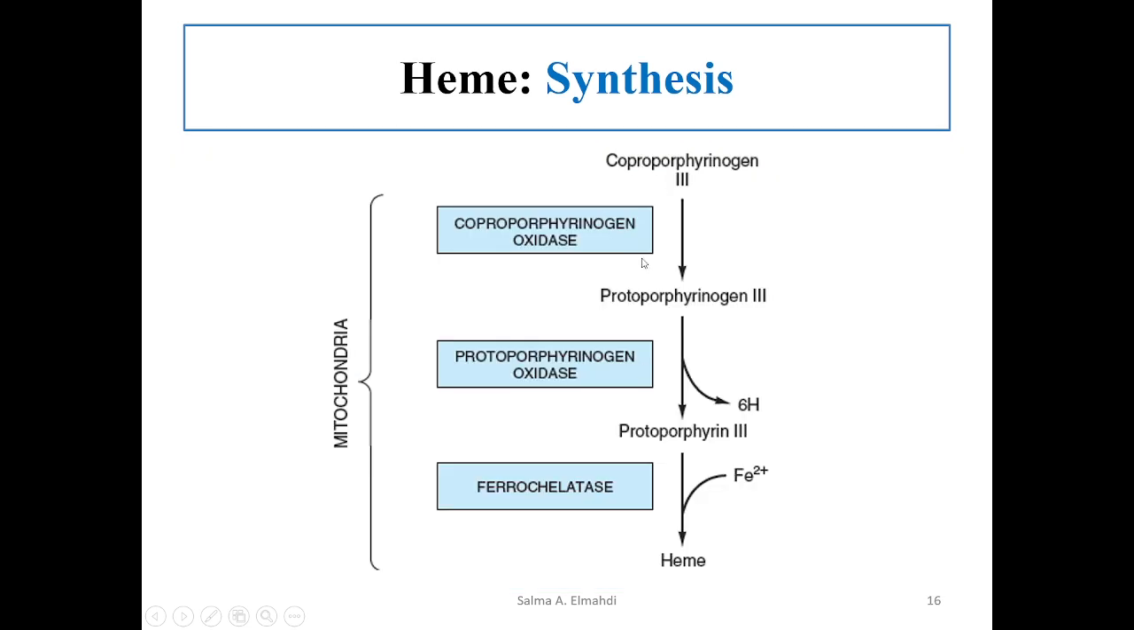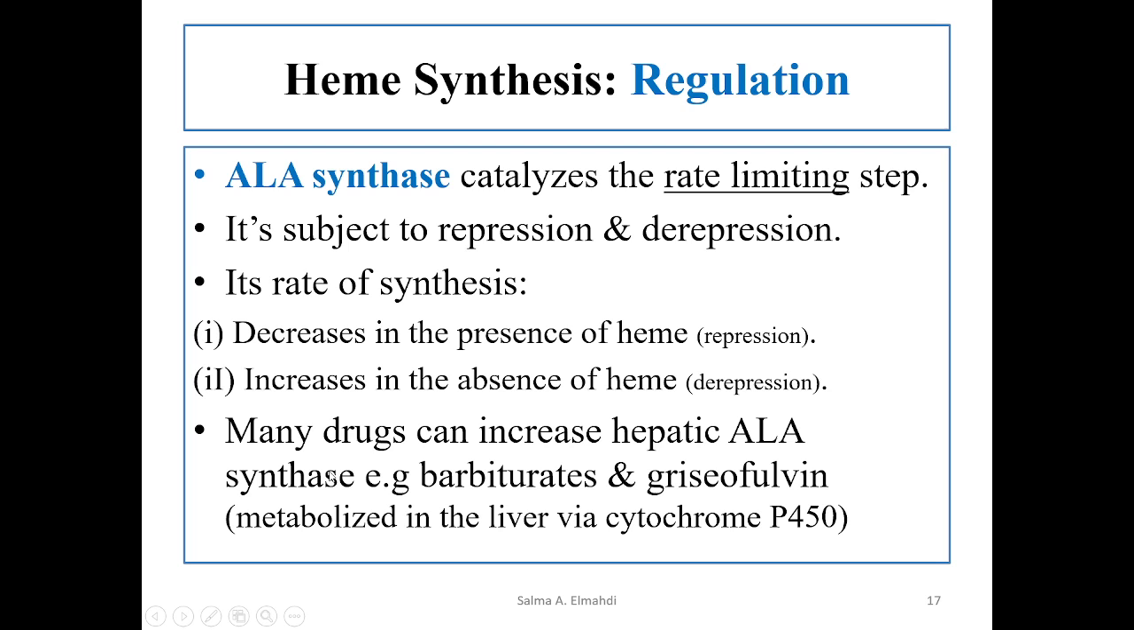Coproporphyrinogen III oxidase will lead to formation of protoporphyrinogen III. Then another oxidase will lead to formation of protoporphyrin III, and then ferrochelatase is the enzyme responsible for incorporating or adding iron in the last step to form mature heme. All of these steps are mitochondrial steps, particularly in the mitochondrial membrane.